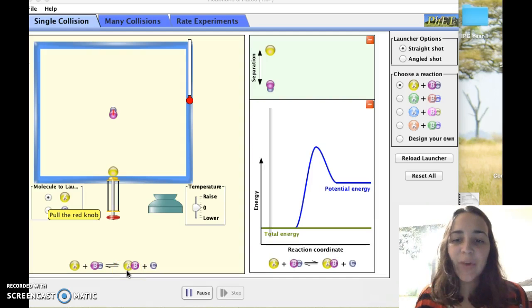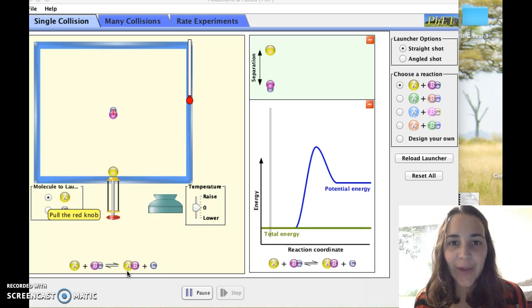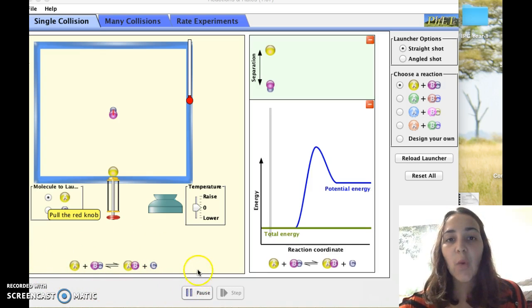All right, so today we're going to be exploring this idea of a potential energy diagram. On the screen, we have an interesting simulation. In this simulation, we have two reactants reacting to form two new products. You'll notice this reaction is listed over here in the lower left-hand corner of your screen.